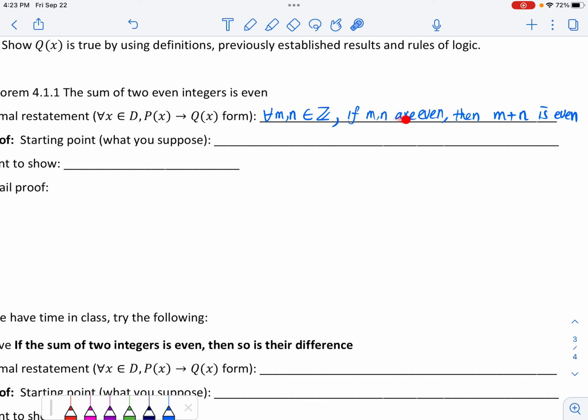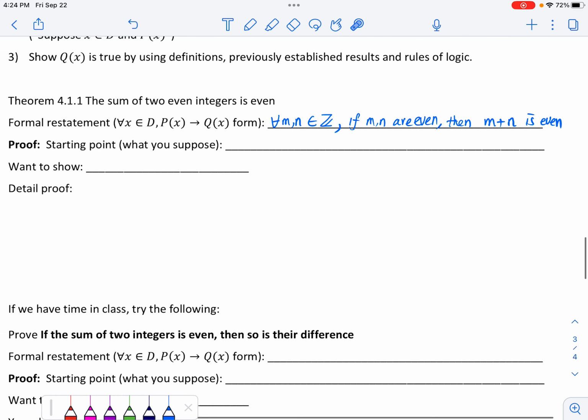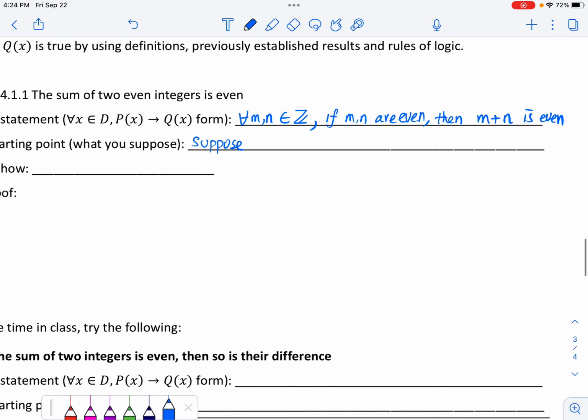Okay, so now we've got that done, and now let's start with the proof. This is just a restatement of the original statement, just in symbolic form. So here's the starting point. We are going to say, suppose, and there are several different ways to say that. This is one popular way. Suppose m and n are integers and they are even. That means I combine these two together: suppose m and n are even integers.